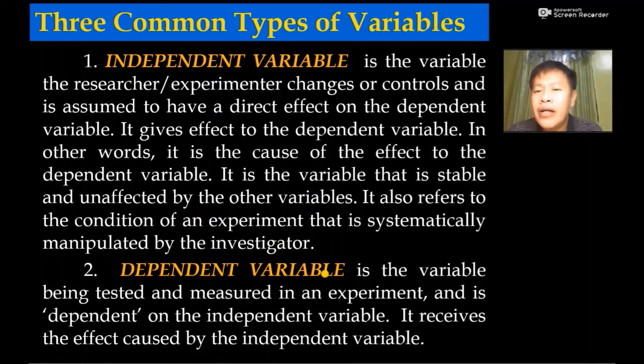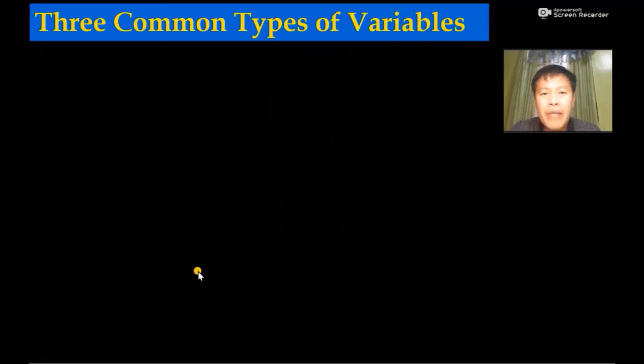Independent variable is stable and it gives effect to the dependent variable. Dependent variable receives effect from the independent variable. So with the independent variable x and dependent variable y, you cannot have the value of y unless you can have the value of x. Substitute the value of x before you can look for the value of y. And that is the relationship between independent and dependent variable.